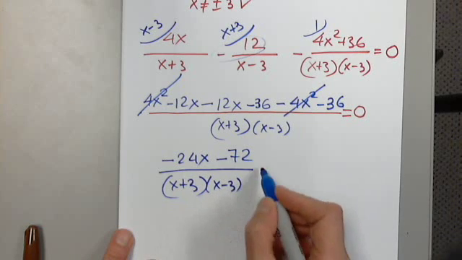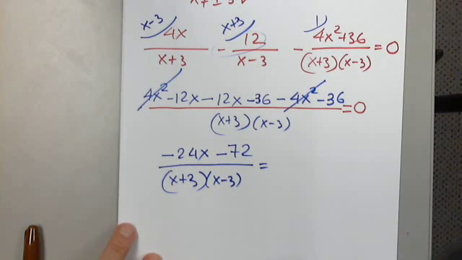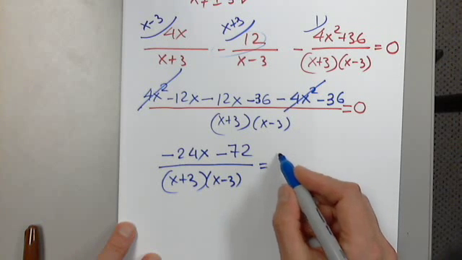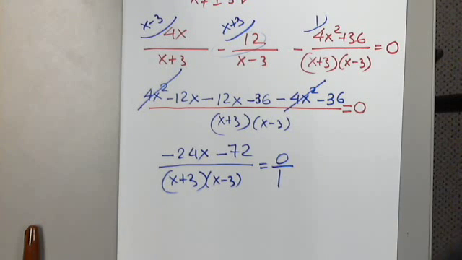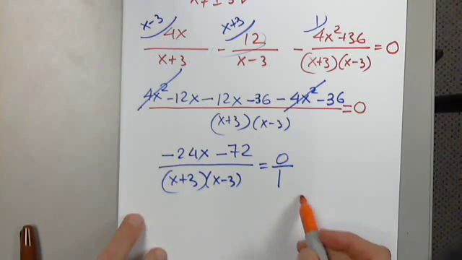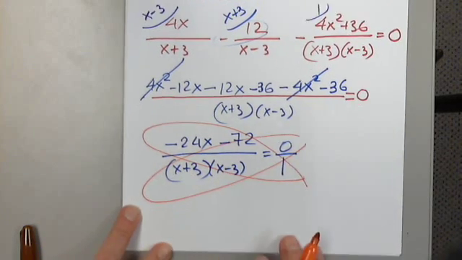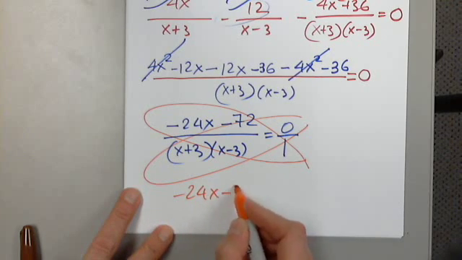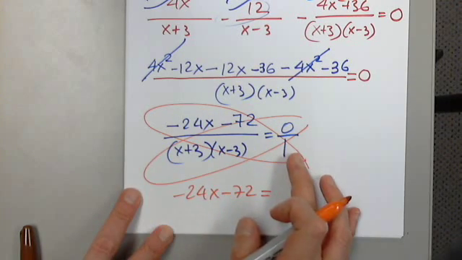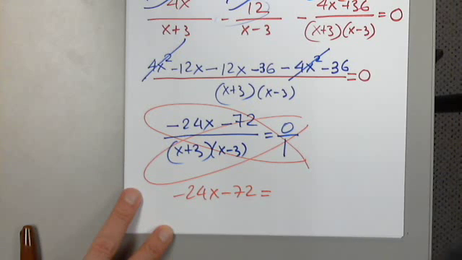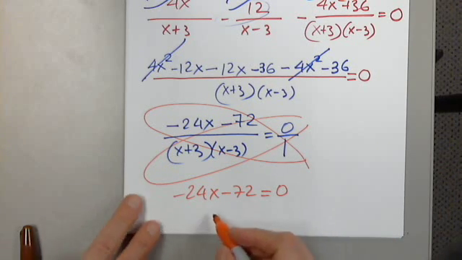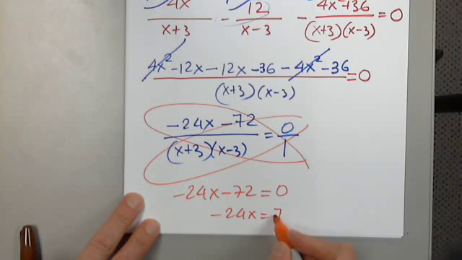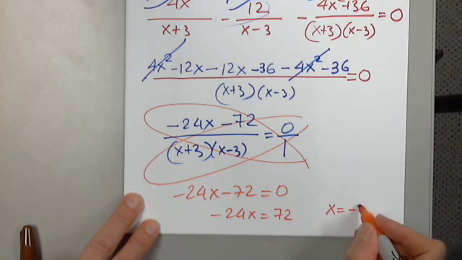Perfect. Equals. Now I need something that triggers our memory. 0, 1. That's it. And now what do I do? Yes, I will cross multiply because I can. So negative 24x minus 72, because this was multiplied by 1, must equal. Good. What type of equation is this now? Good. I have to separate the terms. So, good.